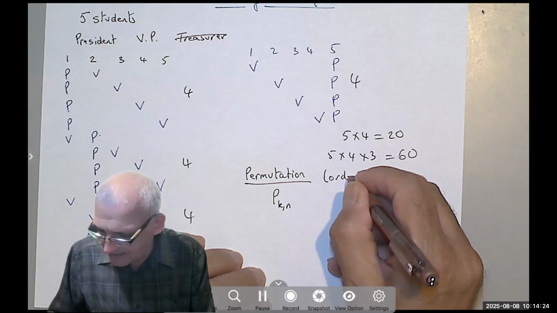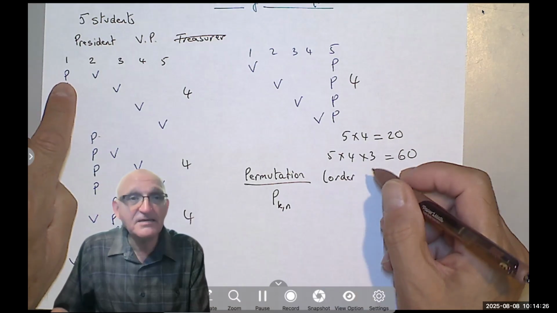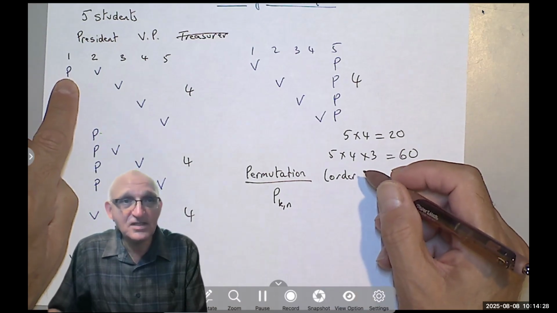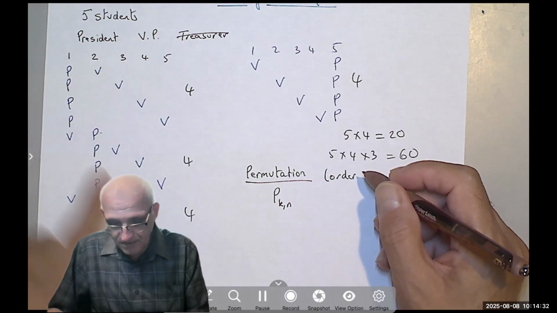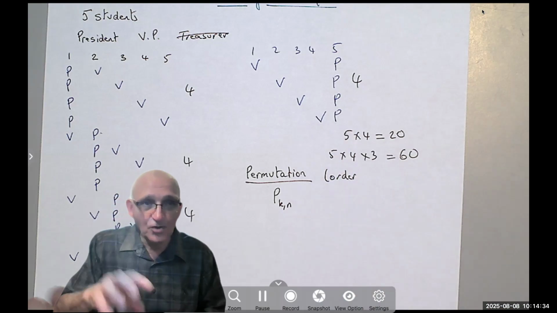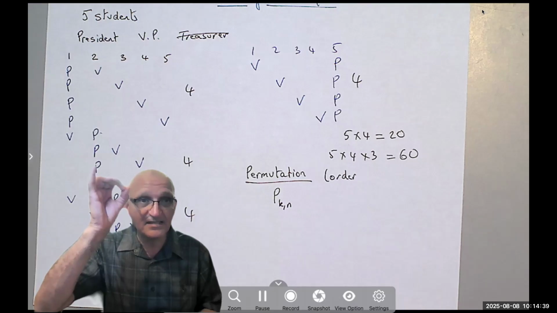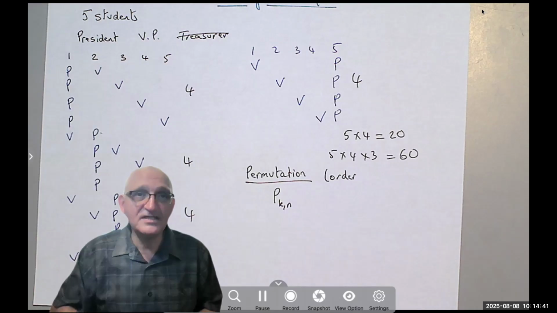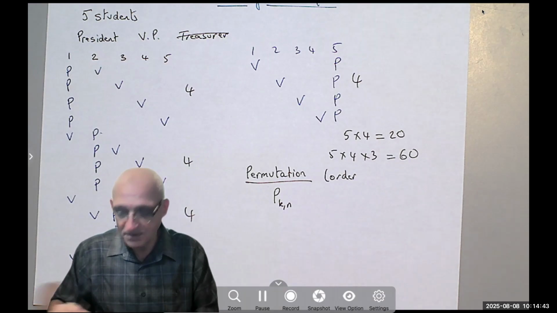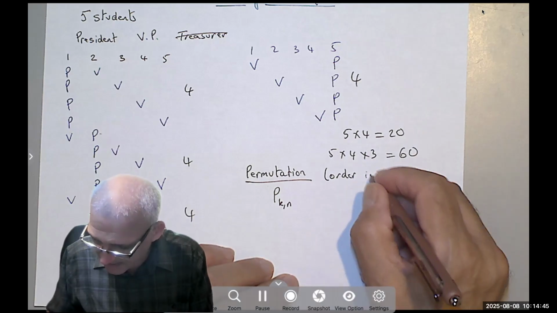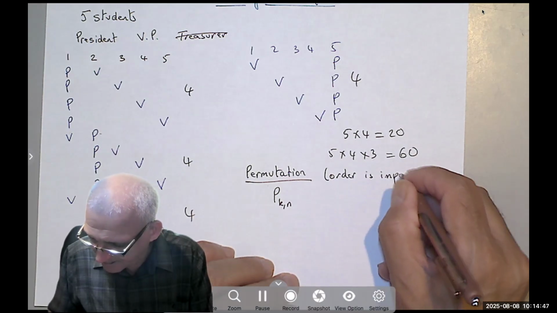What do you mean order is important? You see, if I select the first name as student number one, he or she would become president. So the order of selection is important, right? The name I would select would be president. So the order is important.